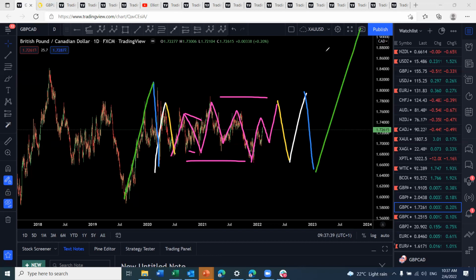So where are we now? We're currently in this WXY structure here in the lower degree, WXY. So we'll be looking for this one to continue pushing to the upside. Nothing will be surprising if we see this one push to the downside first before going up, but let's not complicate it. Let's just watch for this one to continue to the upside.